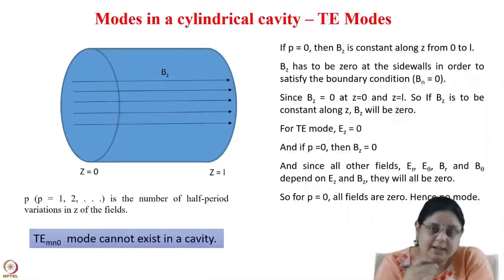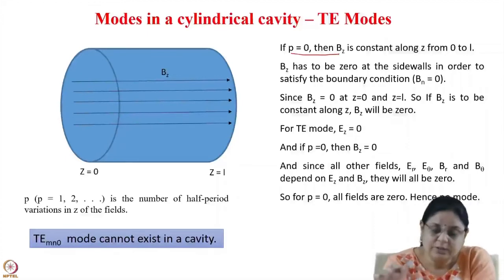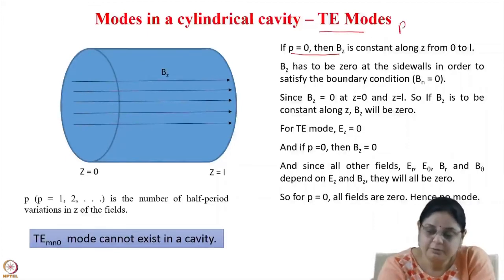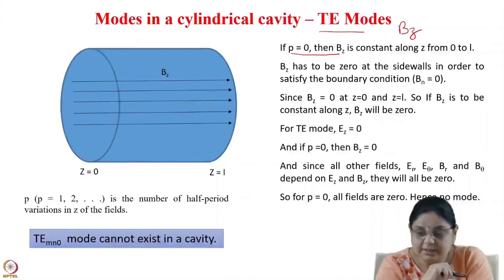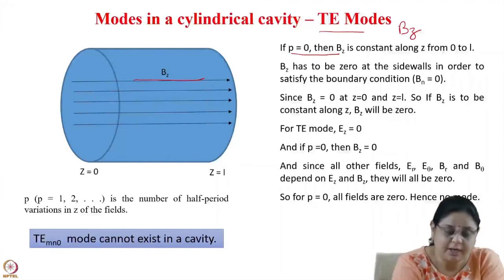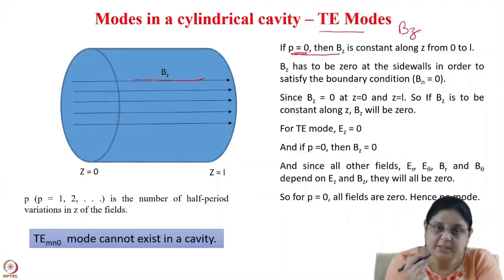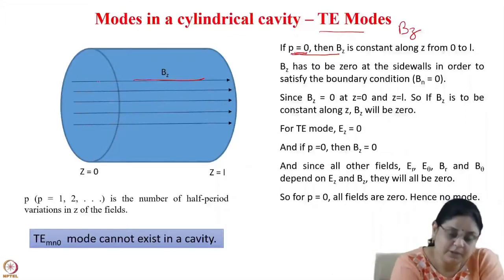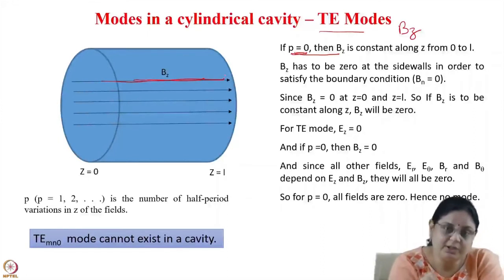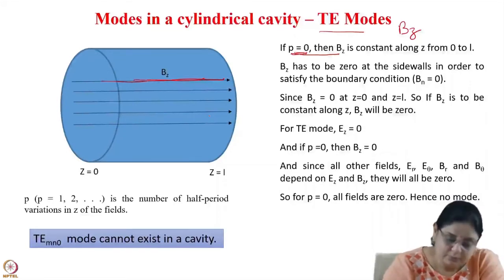Okay, so now let's see why P is equal to 0 is not possible. Let's imagine for a moment that P is equal to 0 is possible. So it is a TE mode, so you have a BZ field. EZ is equal to 0, you have a BZ field and P is equal to 0. P is equal to 0 means what? It means that there is no variation in any of the field components, or there is no variation in BZ along the Z direction.